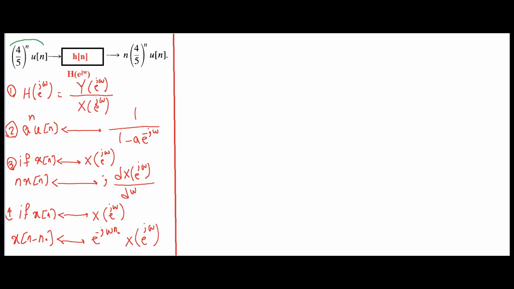Now let's solve the problem. As a first step, we find the Fourier transform of the input signal. Using the known transform pair and choosing a equal to 4/5, we obtain the Fourier transform of the input as shown.